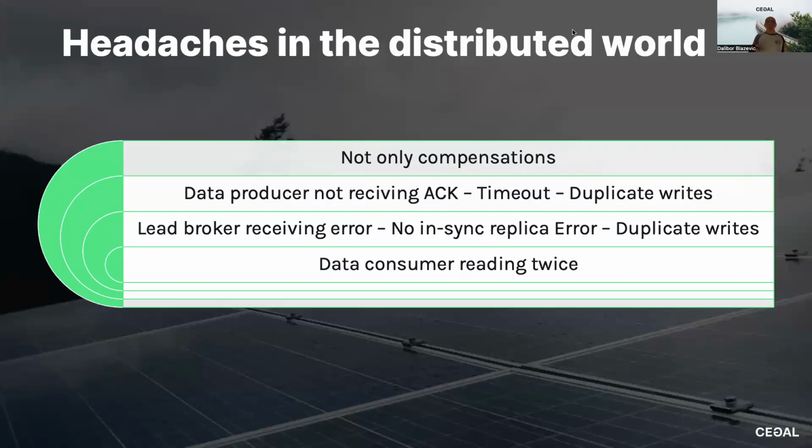So what headaches do we have in the distributed world? Well, we do not have just to think about implementing compensation messages. We always do that. But we also have to see how to deal with duplicates. For example, a data producer, when not receiving an ACK or on a timeout, will retry, and then we have duplicate writes. Or a lead broker receiving an error from an in-sync replica will again result in duplicate writes. We will see that in more detail. Or a data consumer reading twice.